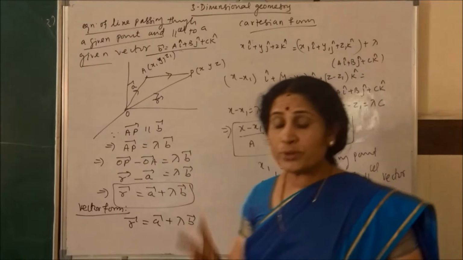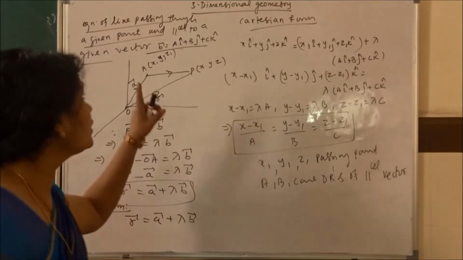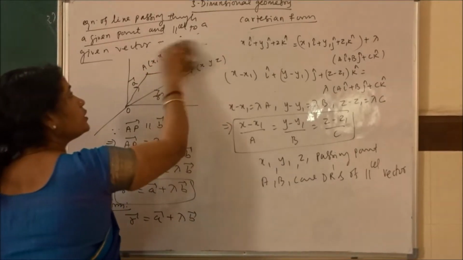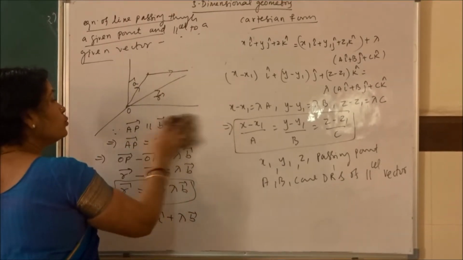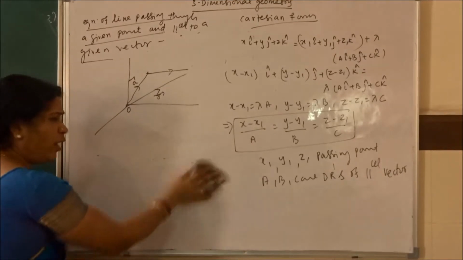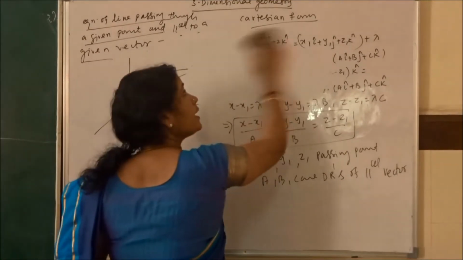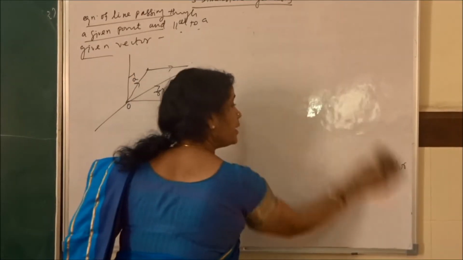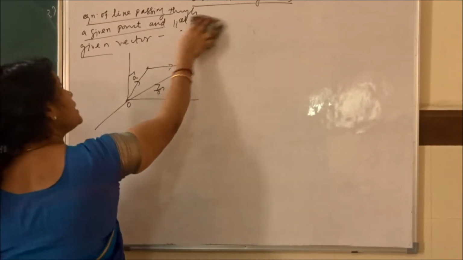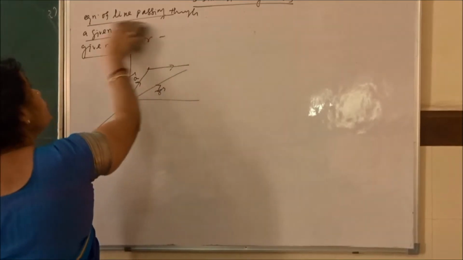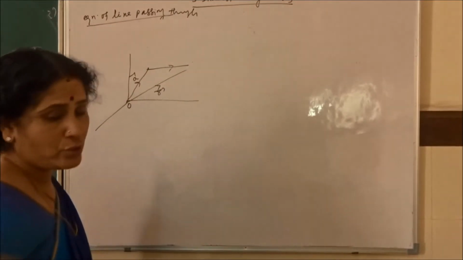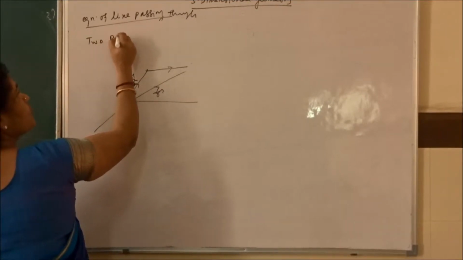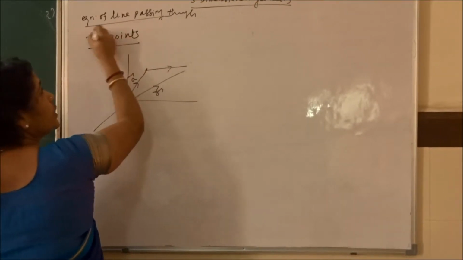Clear to you? So this is the equation of a line passing through a given point and parallel to a given vector. Suppose we want the same equation of a line passing through 2 points, then how do we find it? We have only 2 lines: number 1, the equation of a line passing through a given point and parallel to a given vector, and number 2, the equation of a line passing through 2 points. Now how do we find the equation of the line?